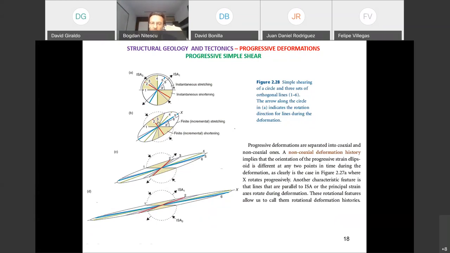Yeah. So there is a change there. So it is a bit complex what happens. You can see the complexity. It's not very intuitive, but this is what happens in this non-coaxial deformation history.